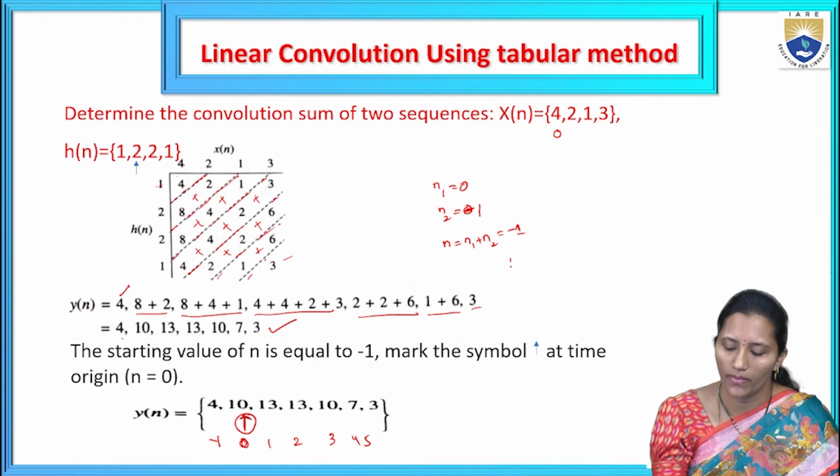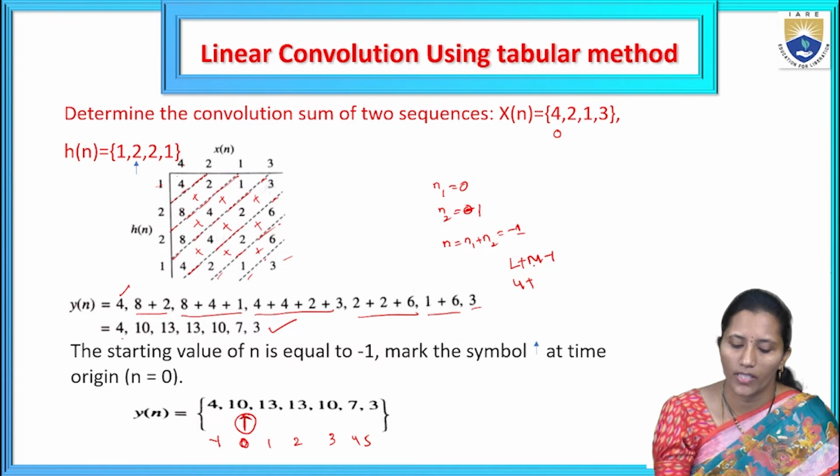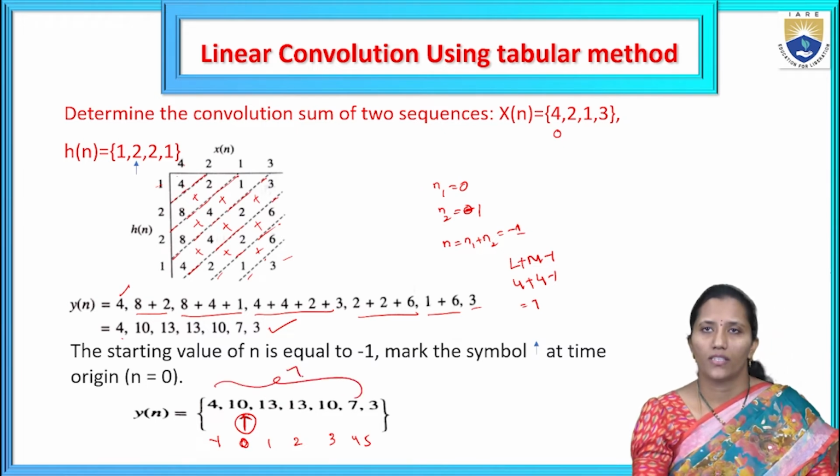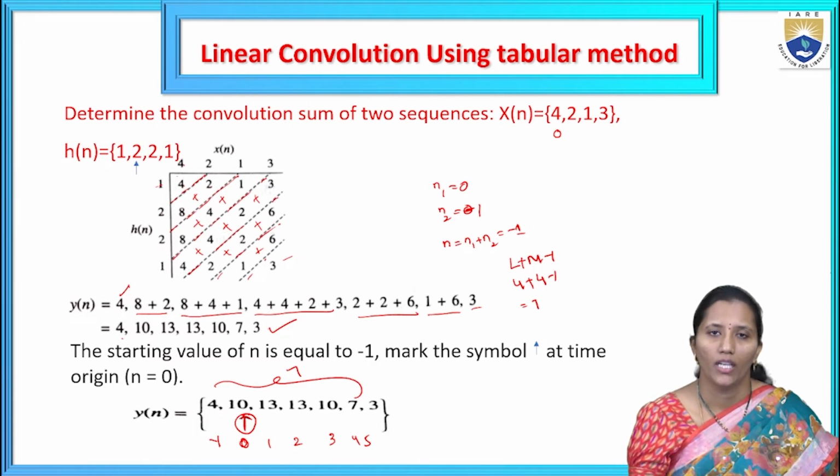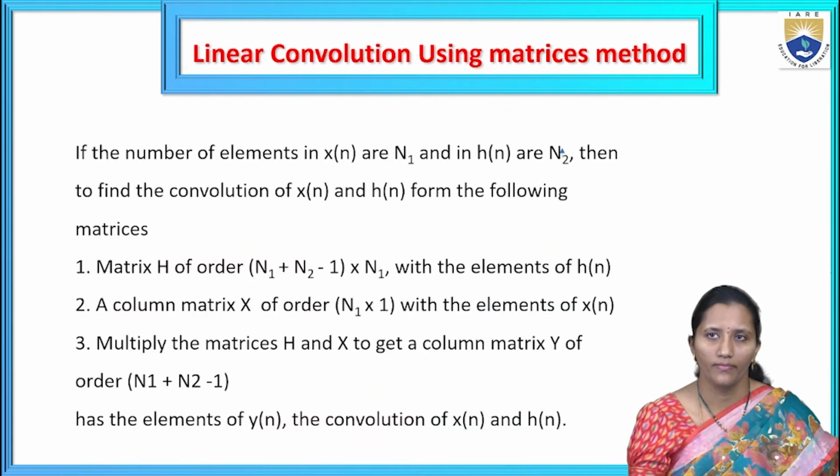So here the total number of samples will be L plus M minus 1. The number of samples in x of n is 4 and the number of samples in h of n is 4, so 4 plus 4 minus 1, that is 7. So in total we get 7 samples at the output. This is the method to find the linear convolution using the tabular method.